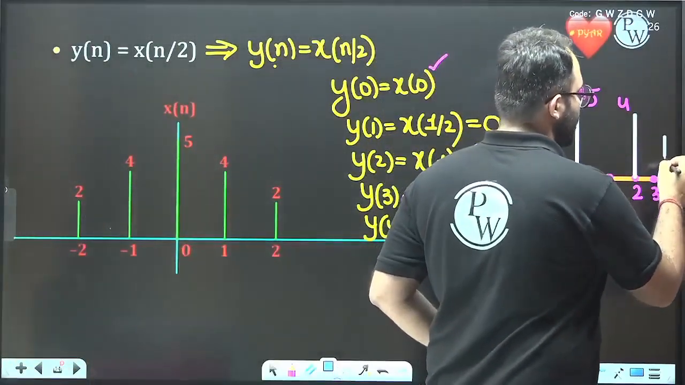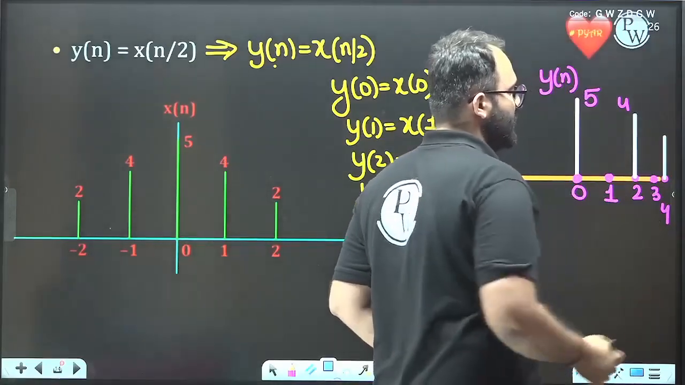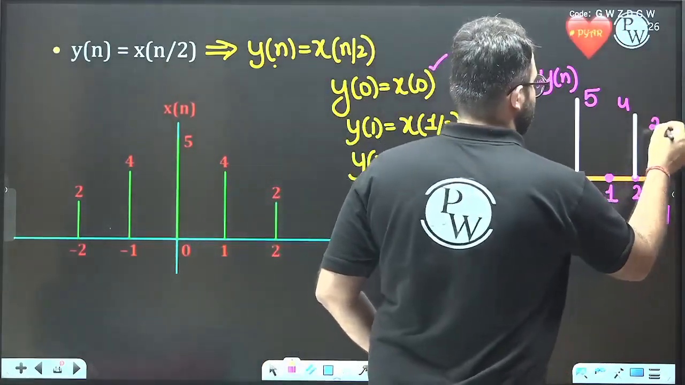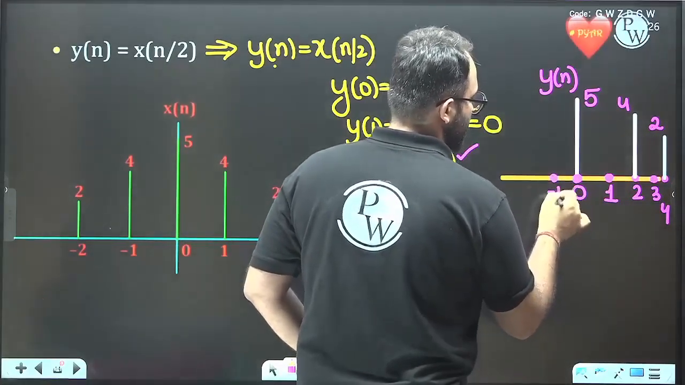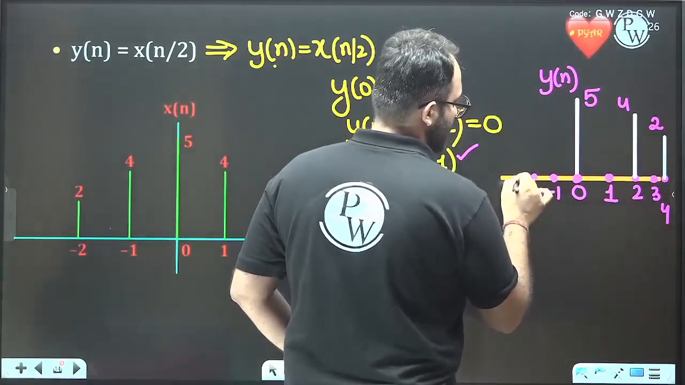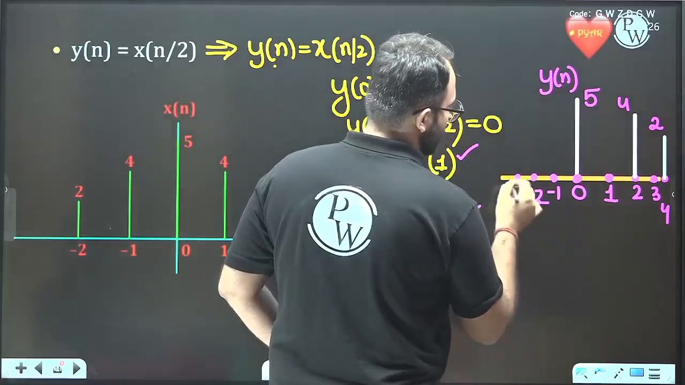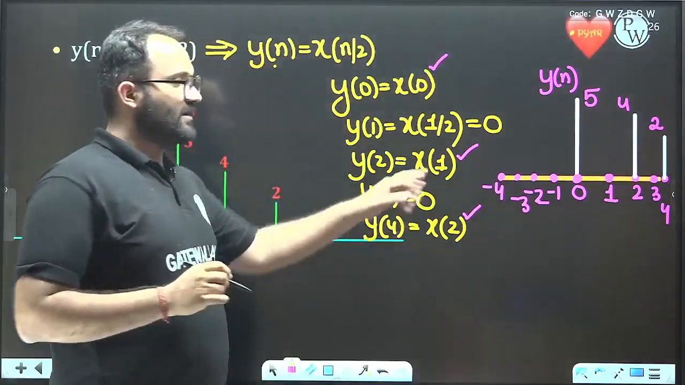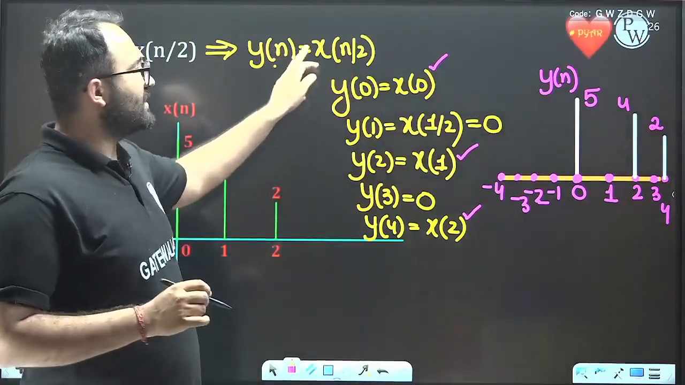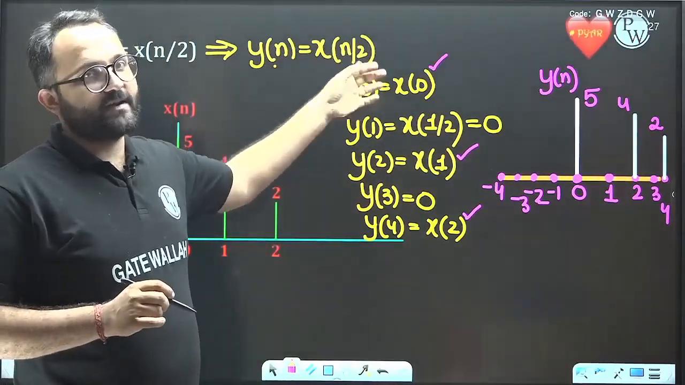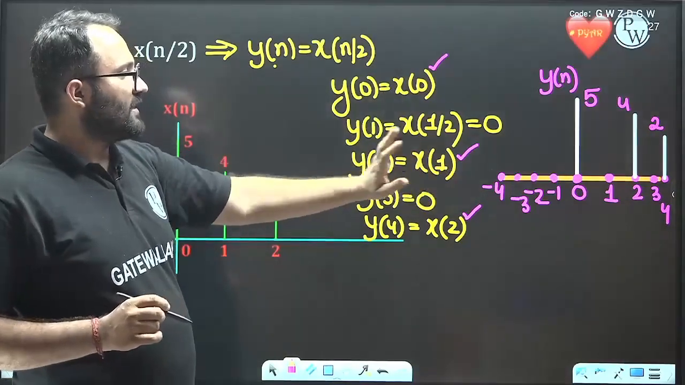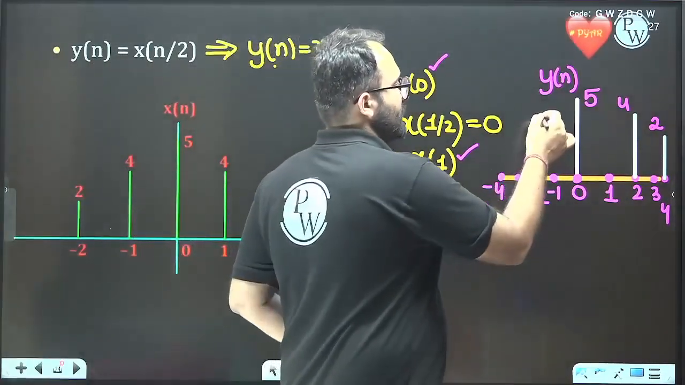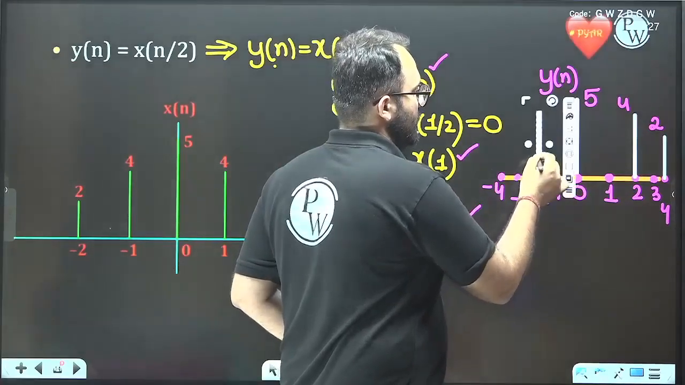If you observe this, you will get this at -1, -2, -3 and -4. Similarly, y of -1 will be 0, because y of -1 will be x of -1 by 2, and x of -1 by 2 will be 0. So y of -1 will be 0. y of -2 will be x of -1, that is again 4.